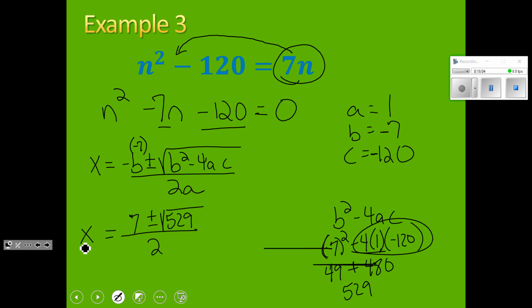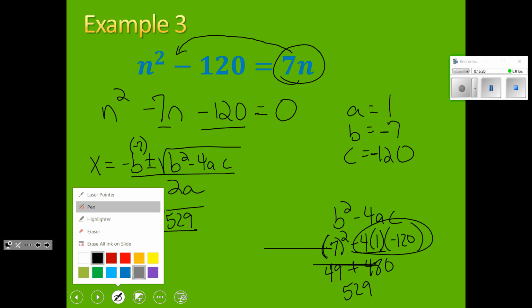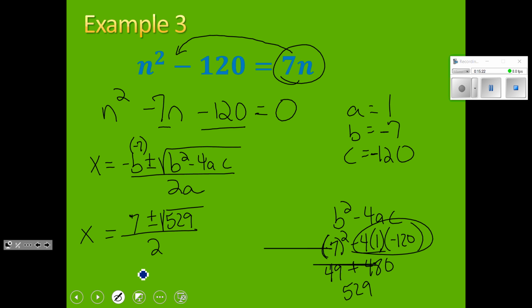You need to check, is 529 a perfect square? So do second x squared, or square root of 529. Yes, it is perfect. It's 23. So you need to keep going. If you can keep going, you need to keep going. So I'm going to break this into 7 plus or minus 23. The square root of 529 is 23, over 2.